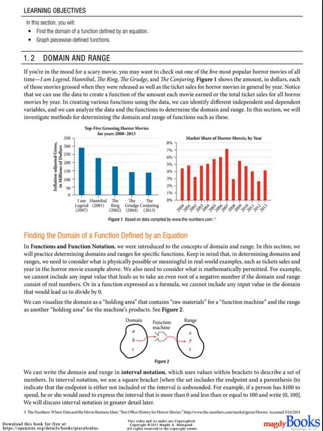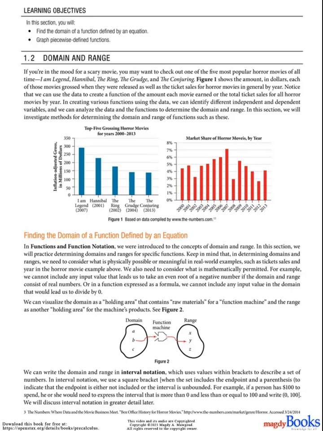Notice that we can use the data to create a function of the amount each movie earned, or the total ticket sales for all horror movies by year. In creating various functions using the data, we can identify different independent and dependent variables, and we can analyze the data and the functions to determine the domain and range. In this section, we will investigate methods for determining the domain and range of functions such as these.